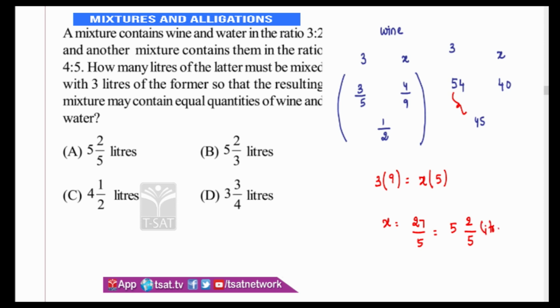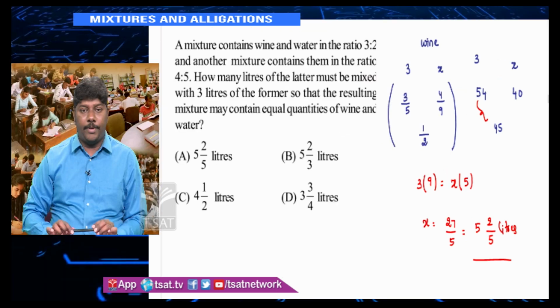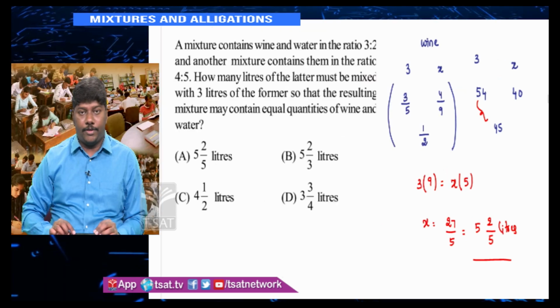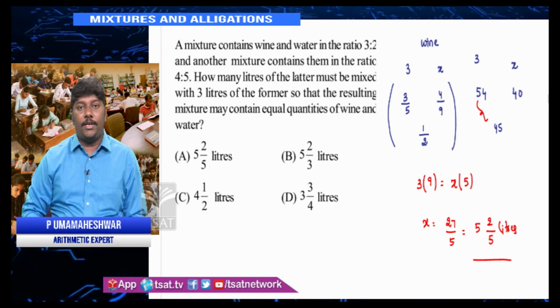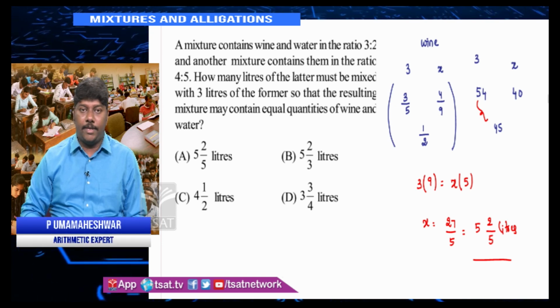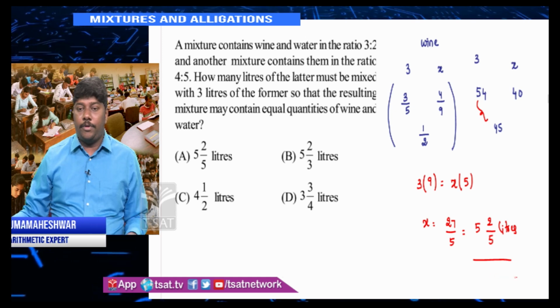So how many liters of the latter must be added? 5 2 by 5 liters of the latter must be added. This is a typical example of mixtures and alligations, where you are mixing the first one and the second one, and you are getting the third ratio, which is also given. He is asking you how many liters of the second mixture must be mixed. So it is n2 he is asking.